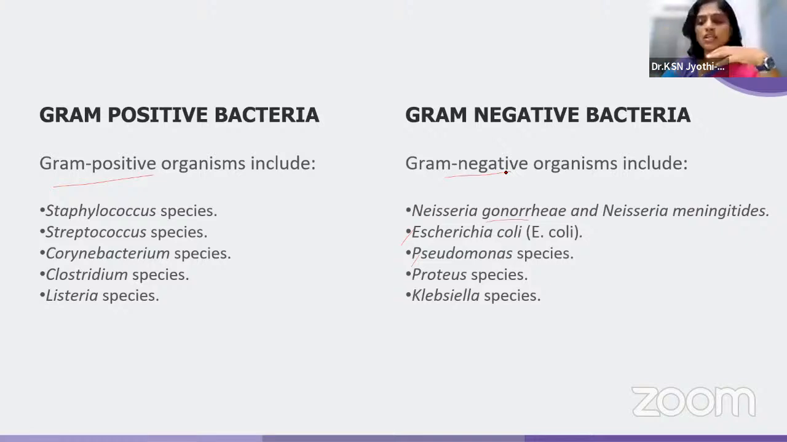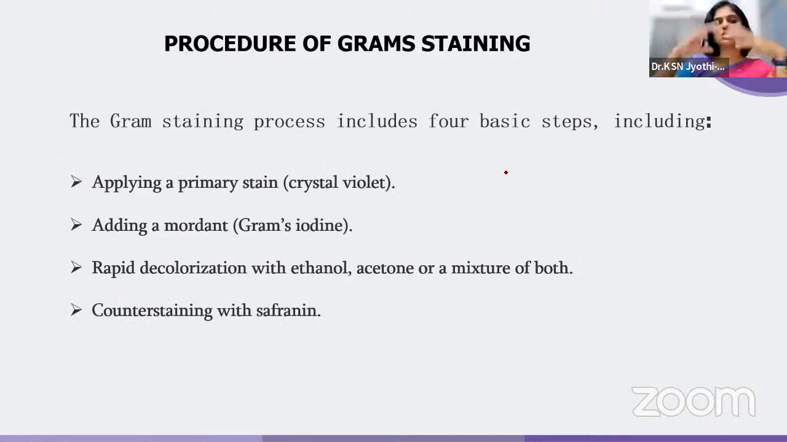So when you are doing a gram staining, what is the procedure? We will follow 4 simple steps in this. First, we put a primary stain, that is your crystal violet. Then you add a mordant, that is your gram's iodine. Now, what we do is you add an acid or an alcohol to decolorize this, or sometimes we add a mixture of both ethanol and acetone.